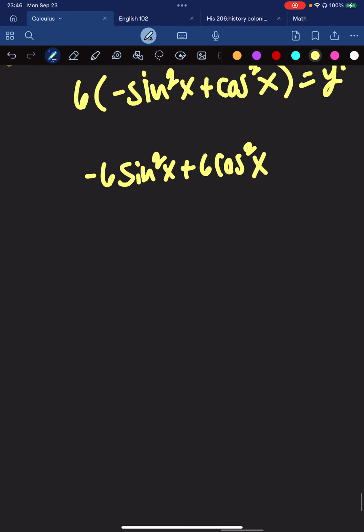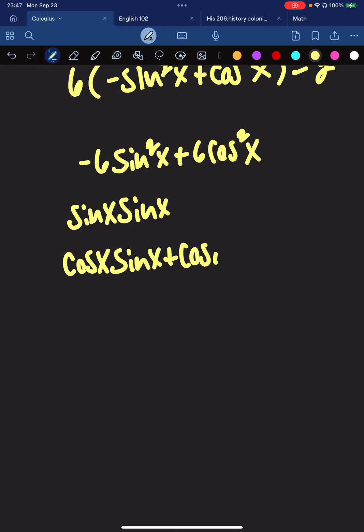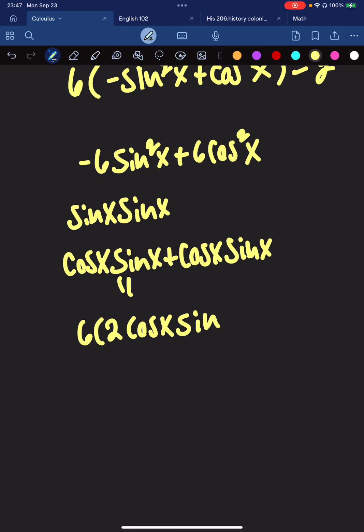Okay, let's differentiate sine squared. All right, so sine x times sine x. The derivative of sine is going to be cosine x times sine x, plus, again, it's just going to repeat, because whether this is f and this one's g, it will always lead to these two results. So that leads to 6 times 2 of cosine x times sine x.